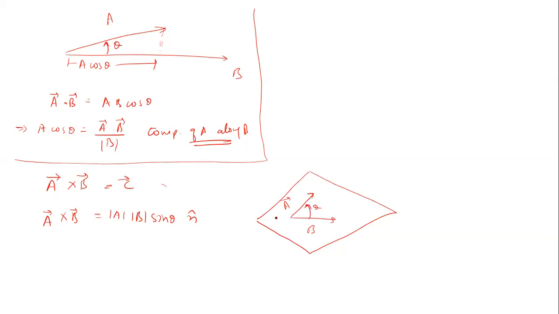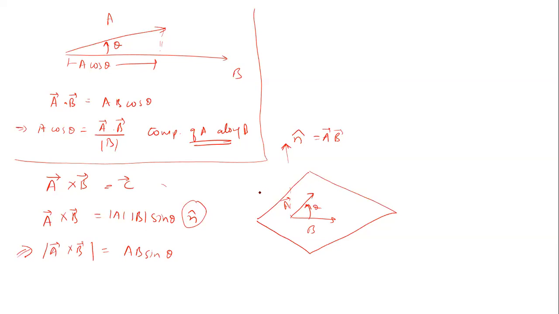To find the cross product direction, we have to use the right hand thumb rule. Curl the fingers of your right hand towards the A vector. The direction of the thumb will give the direction of A cross B, which is perpendicular to both A and B. So in this way we can find the n cap. The magnitude of A cross B would be equal to A B sine theta. Direction by right hand thumb rule means if you curl the fingers from B to A, the thumb gives the direction of the vector.